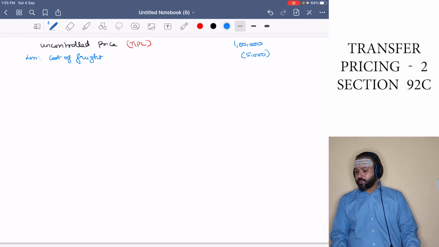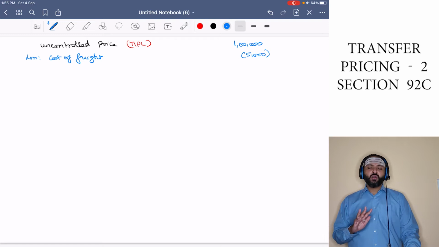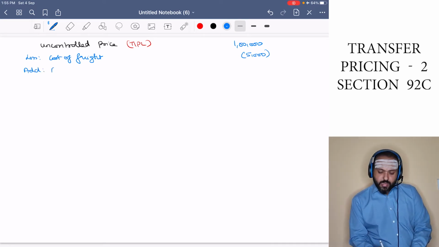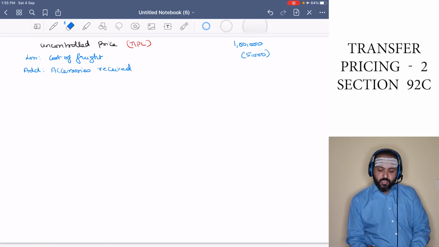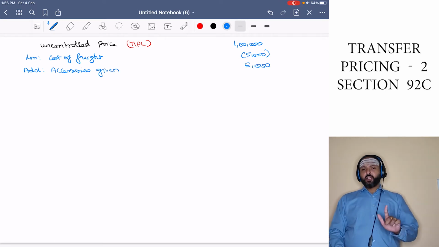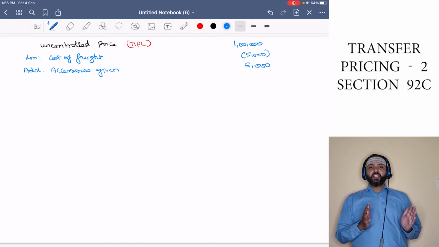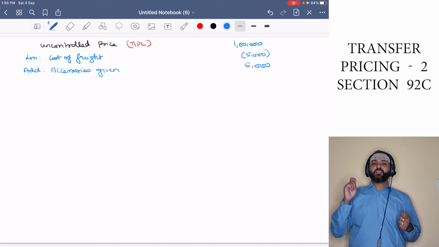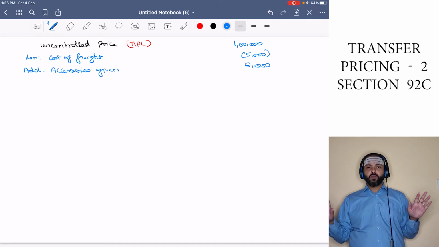Now, next adjustment. They are giving us this gaming mouse and the coolant fan. So what I am going to do is add 5,000, accessories given, not received, given. Accessories given 5,000 rupees. Now try to understand why we have added this. Where are we starting from? We are starting from an uncontrolled transaction. In this uncontrolled transaction, are we giving this mouse and coolant fan? No, we are not giving the mouse and coolant fan.